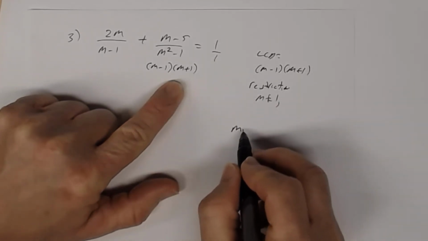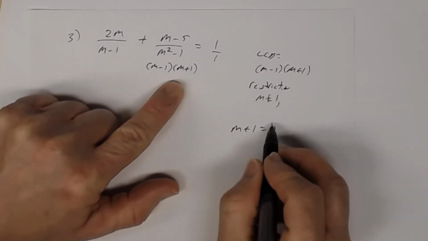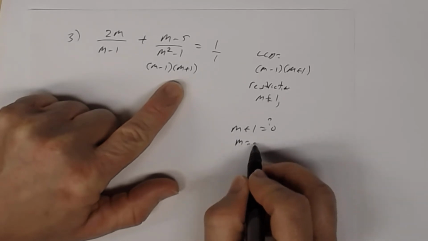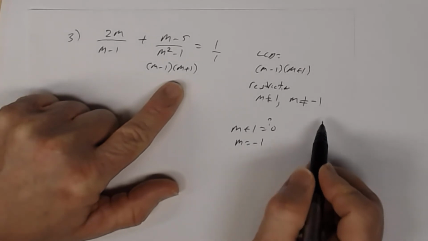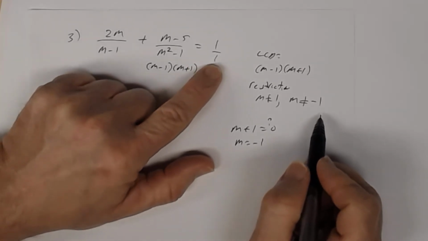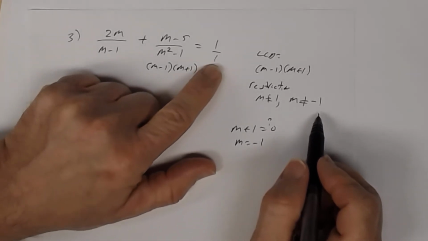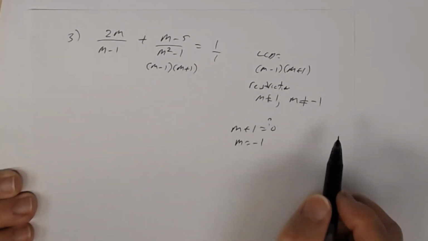So you're asking yourself, where is m plus 1 equal to 0? Well, m plus 1 is equal to 0 when m equals negative 1. So my other restriction is that m cannot equal negative 1. And this denominator here will never be 0. It's always going to be a 1. All right, so there you only have two restrictions.